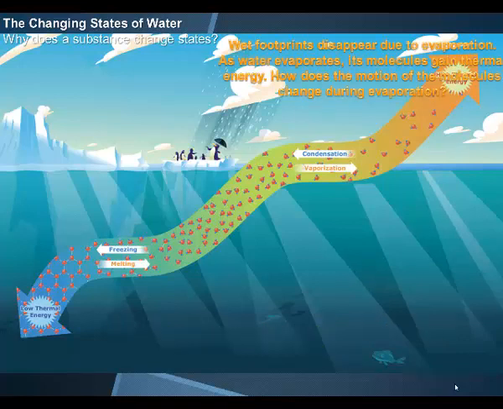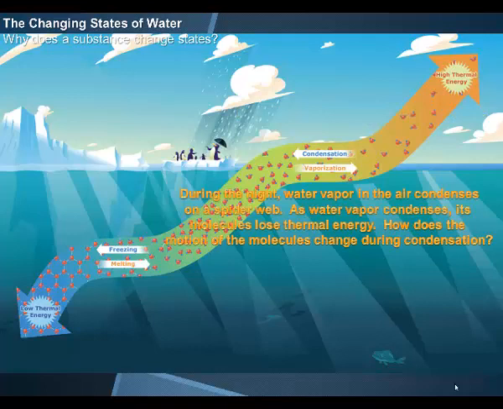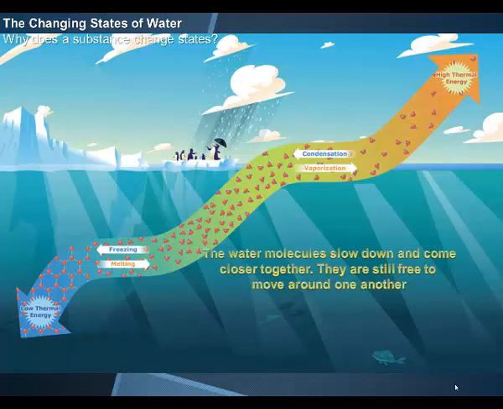Wet footprints disappear due to evaporation. As water evaporates, its molecules gain thermal energy. How does the motion of the molecules change during evaporation? The water molecules speed up and they spread apart. This fills all the available space around those molecules. During the night, water vapor in the air condenses on a spider web. As water vapor condenses, its molecules lose thermal energy. How does the motion of the molecules change during condensation? The water molecules slow down, they come closer together. They are still free to move around one another in this case.